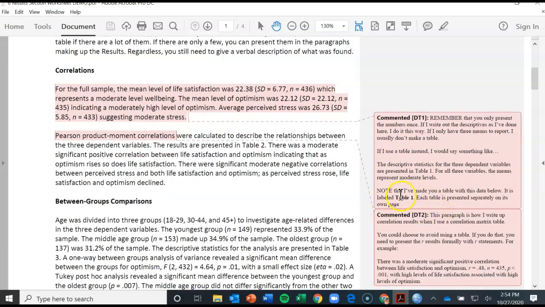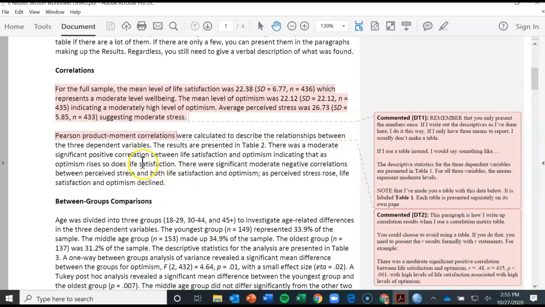So I have made you a table with the data below. I've labeled it table one, and I'm going to go over those in a little bit. But do note that I've presented each table separately. Each table has its own dedicated page. And because that is how it's done in APA style, tables go after the references. Each table is on its own page.